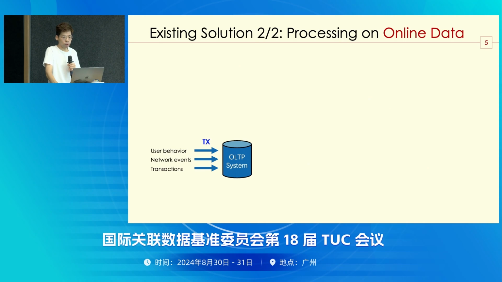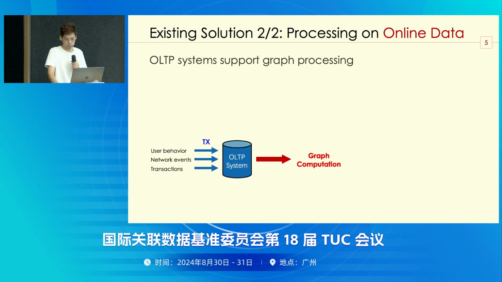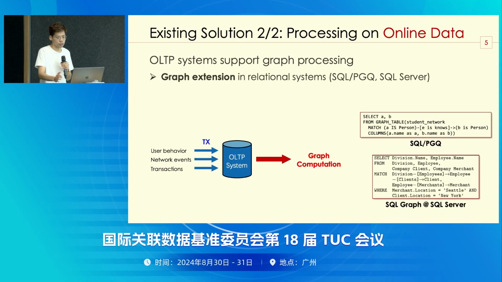To embrace the graph model and process graph computation online, OLTP systems also support graph processing. Some OLTP systems support graph by extension, such as a language extension or a storage extension. However, the execution is still inefficient due to the relational operations, although we have new standards like SQL PGQ or some graph statements in some relational databases.